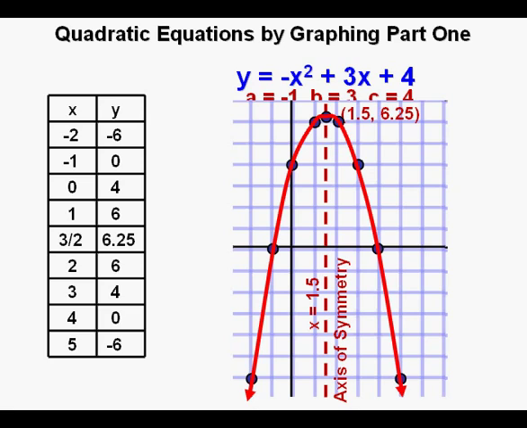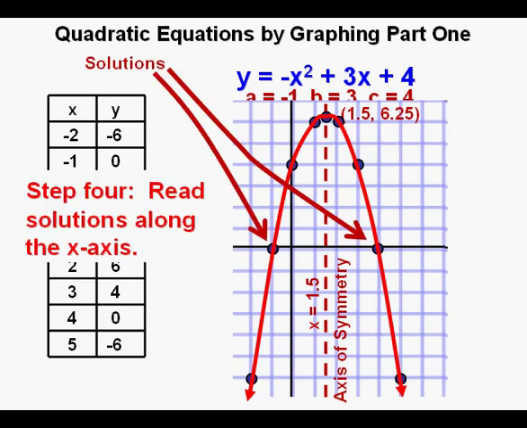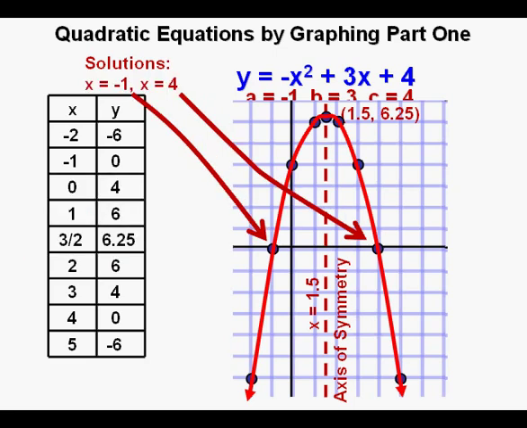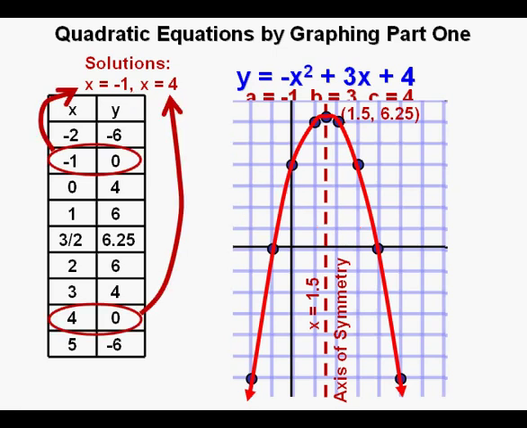And now step 4. For our solutions, we look along the x-axis, and from the x-axis we see that the solutions are x equals -1 and x equals 4, which is corroborated by the data in the table because these input values of -1 and 4 for x are where the y values equal 0. So we box in these answers as correct. And these are the solutions to the original equation, -x squared plus 3x equals -4.